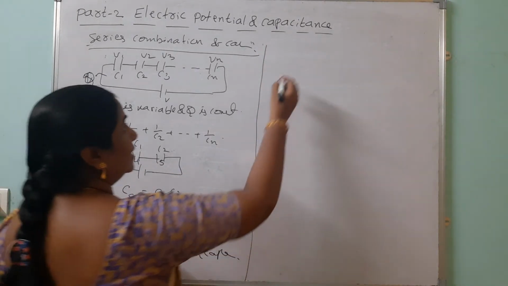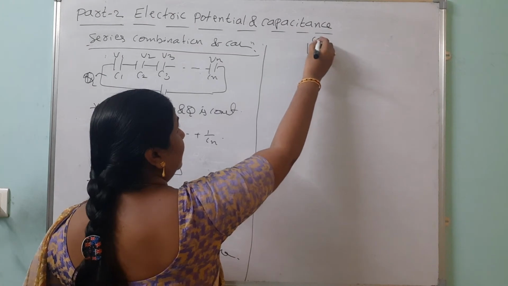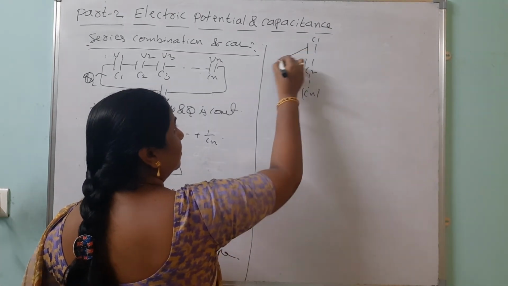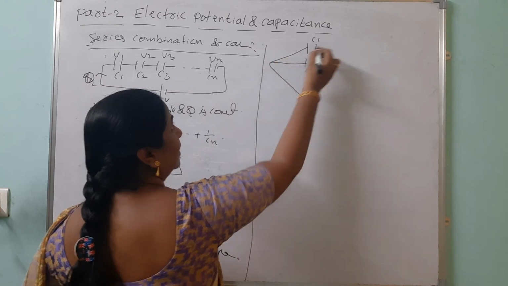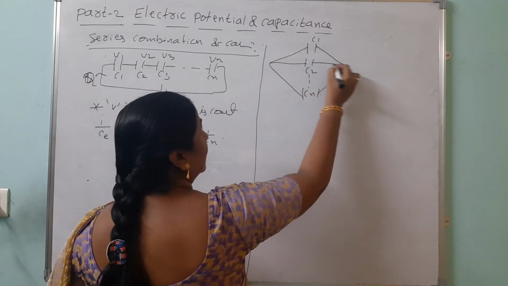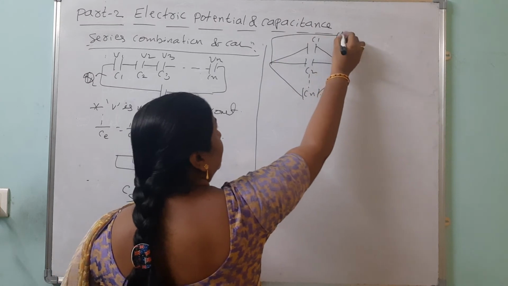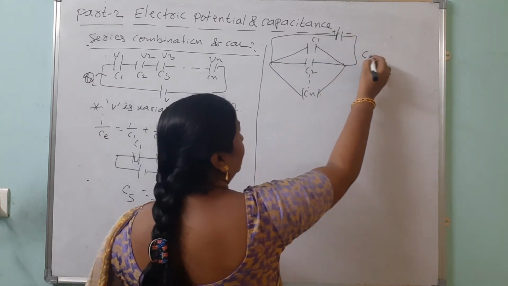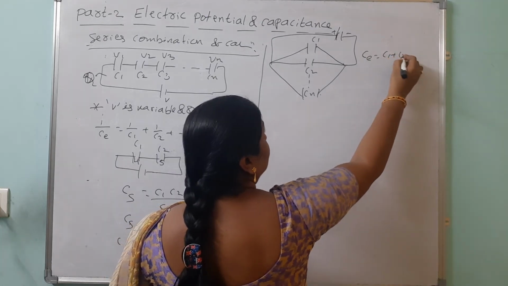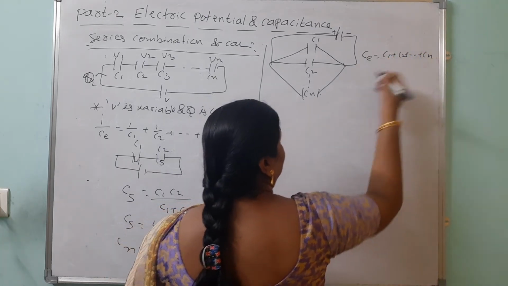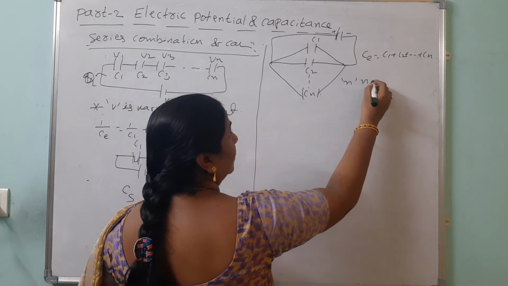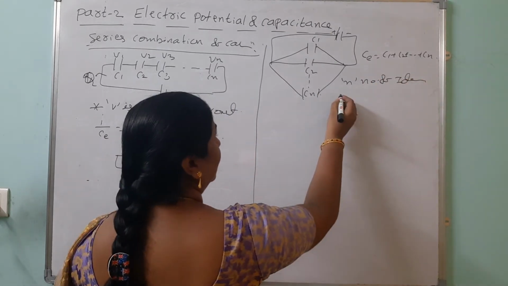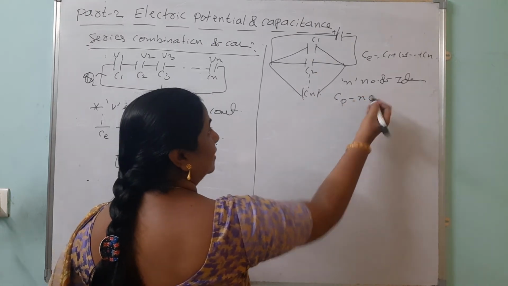Like that, parallel means, see, C1, C2, like that Cn. All the first plates are connected to one terminal of the battery. All the second terminals are connected to the other terminal of the battery. This is the positive, this is the negative. Here the effective capacitance is C1 plus C2 plus and so on, Cn. Suppose n number of identical capacitors, what do we get? Cp equals n times this C.